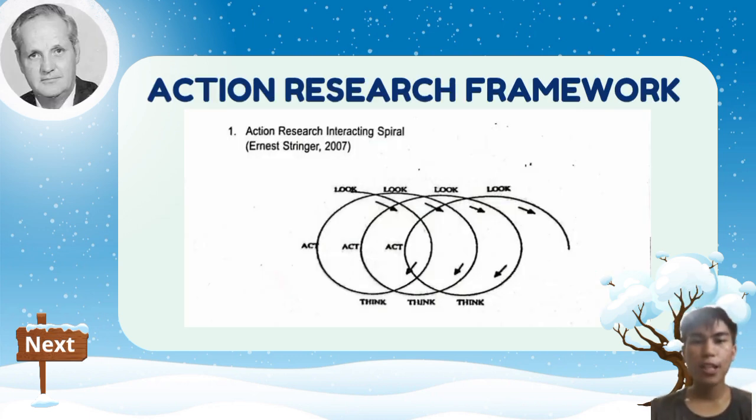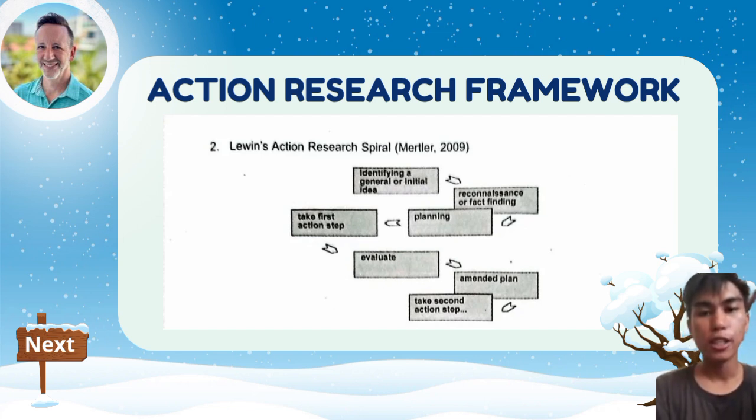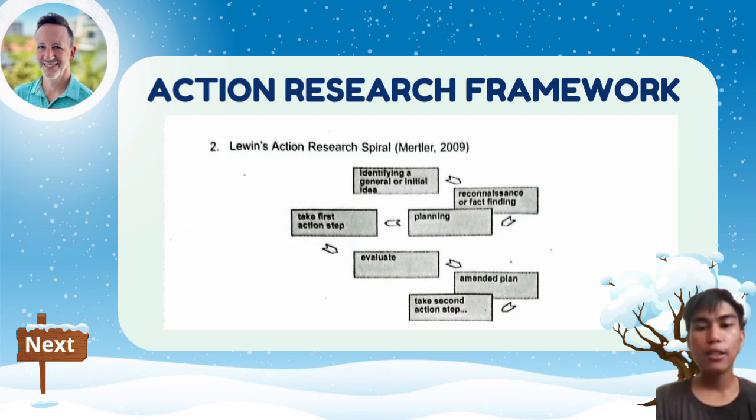The first model is action research interacting spiral by Ernest Stringer. This model focuses on three main steps: look, think, and act. Researchers first observe the situation, analyze the problem, and then take action to improve it. The second model is Lewin action research. This model was introduced by Kurt Lewin and considered the foundation of action research. It follows a cycle of planning, acting, observing, and reflecting, which repeats continuously to improve practices.